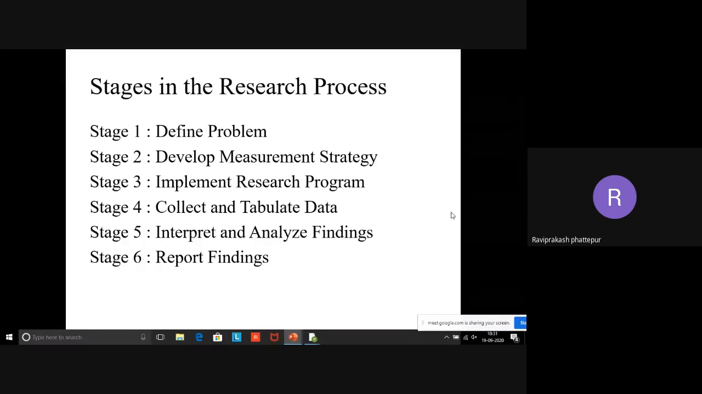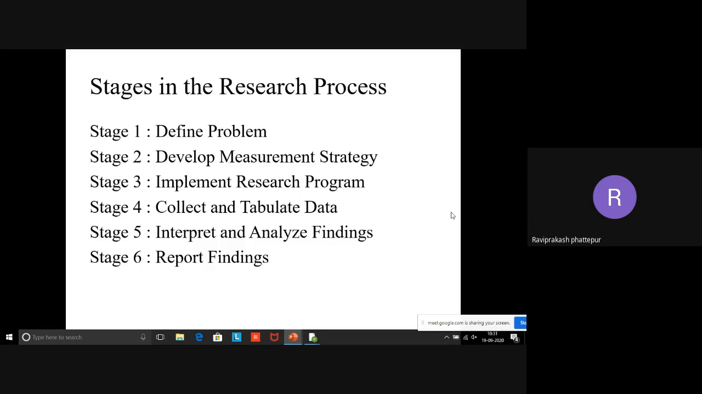So stage one, I'll just repeat again. Define the problem. Very important. It gives you the direction of movement of your research. Next comes develop measurement strategy. Third one, implement research program. Then collect and tabulate data. Interpret and analyze findings and report the findings.